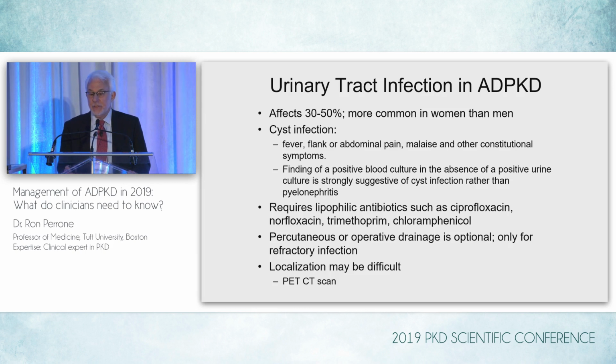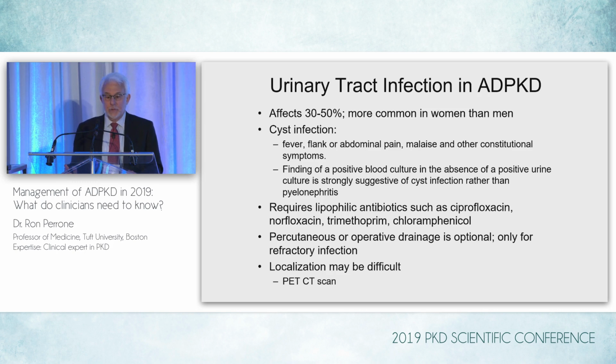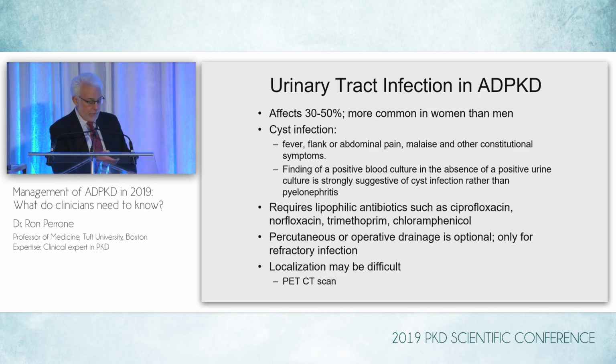Urinary tract infection, a common complication of ADPKD, affecting 30 to 50% of individuals, more common in women than men. Important to have your suspicions high for cyst infection because this requires a longer course of antibiotics. Typical symptoms would be fever, flank or abdominal pain, malaise, and other constitutional symptoms. The finding of a positive blood culture in the absence of a positive urine culture would be strongly suggestive of a cyst infection rather than pyelo.